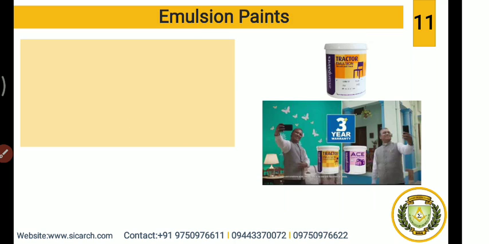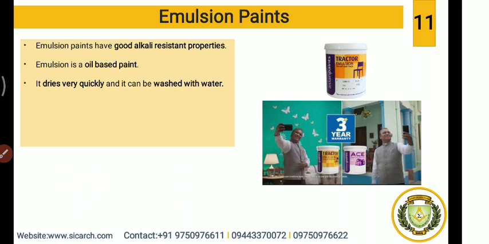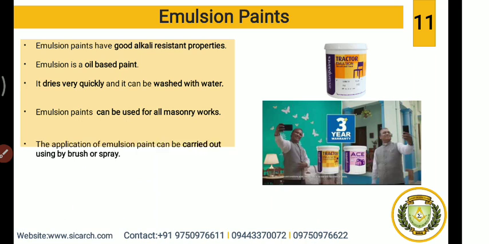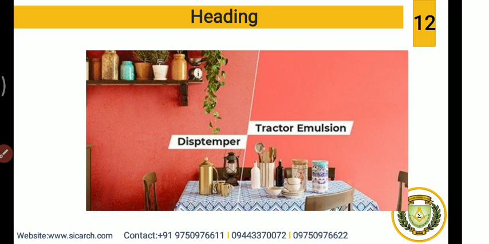Next is emulsion paint. Emulsion paint has good alkali resistant properties. Emulsion is an oil based paint. It dries quickly and it can be washed with water. Emulsion paint can be used for all masonry works. The application of emulsion paint can be carried out using any brush or spray.